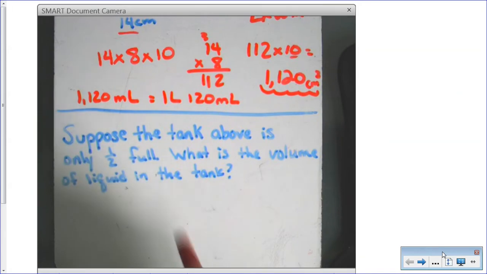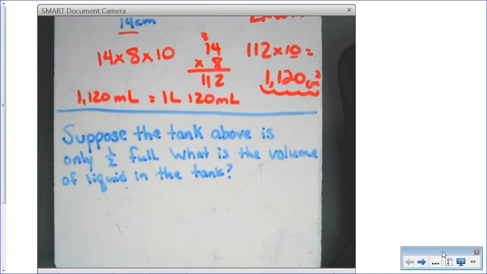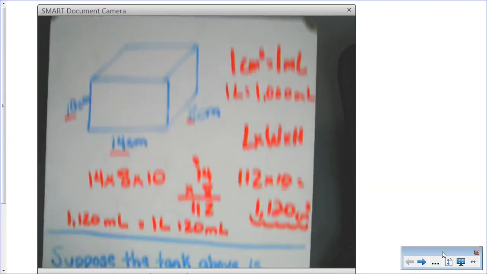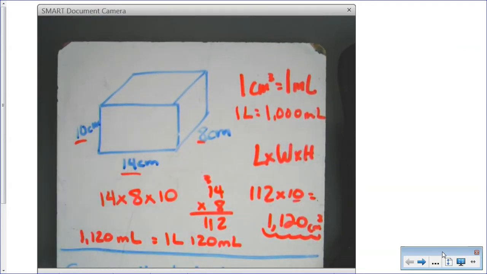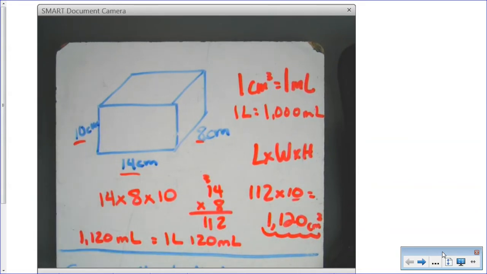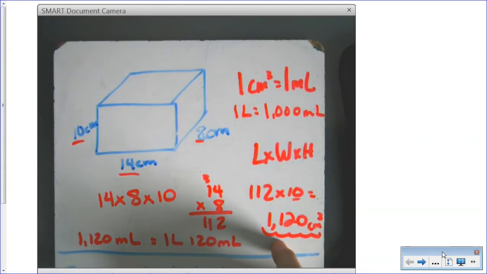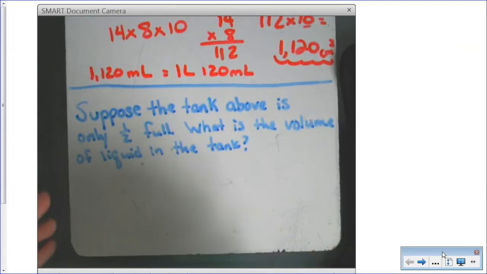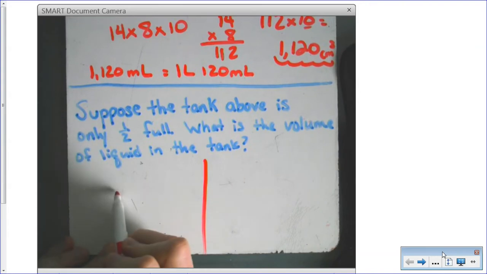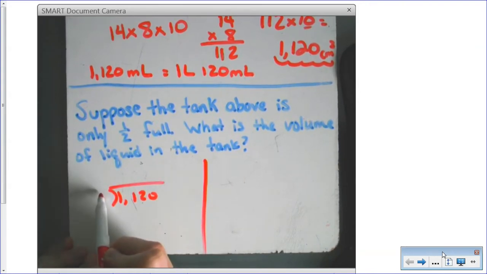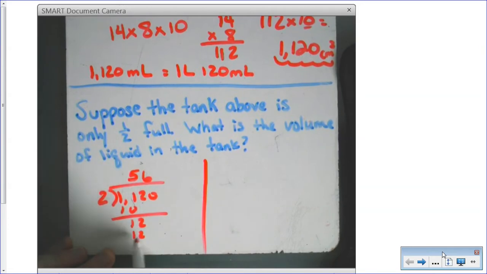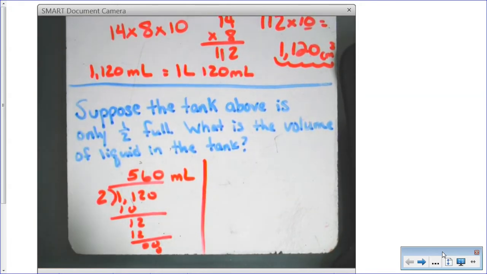The next question says, suppose the tank above that measured 14 by 8 by 10 is only halfway full. What is the volume of liquid in the tank? Well, I could do a couple different things here. One is I could take my answer from the first part, the 1,120, and because this is the full volume of this container, if I only have half of that, I'm going to divide it by 2, correct? So let's do that. We're going to do 2 strategies here. I'm going to take 1,120 and divide it by 2, and I'm going to see that I have 560 milliliters in the tank.